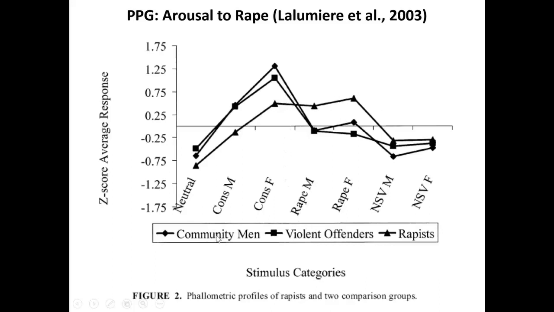Whereas for violent offenders and community men, what you tend to see is the highest response is for the consenting sex from the female perspective, and they're clearly much more turned off by the description of non-consenting sex. And the fortunate news is very few people were sexually aroused by just violence in general. So sexual sadism is quite rare. So deviant sexual interest is a very important factor in understanding who commits sex offenses.